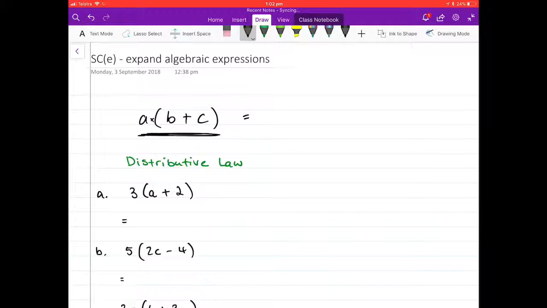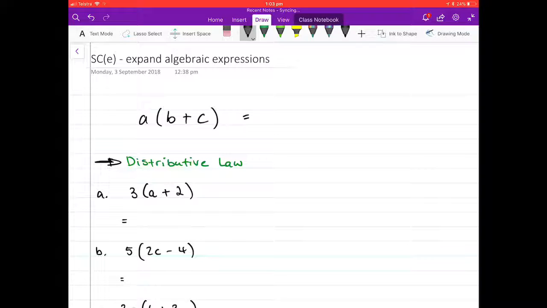Okay, having a look here at success criteria E, which is about expanding algebraic expressions. What we're going to have a look at here is like this example up the top, where we've got A and we've got a bracket and we've got a series of terms inside there. We want to do away with our brackets, and the way that we're going to do that is by using what we call the distributive law.